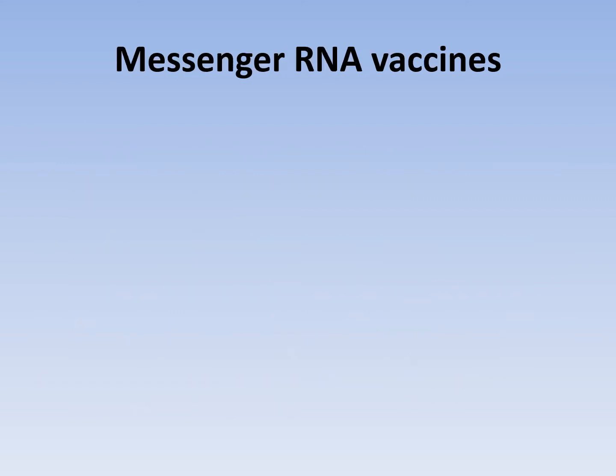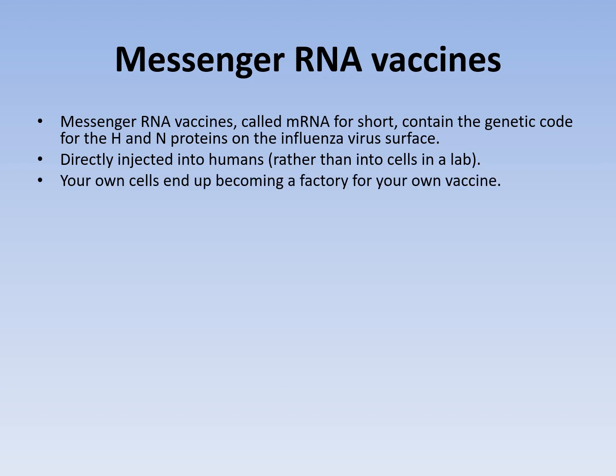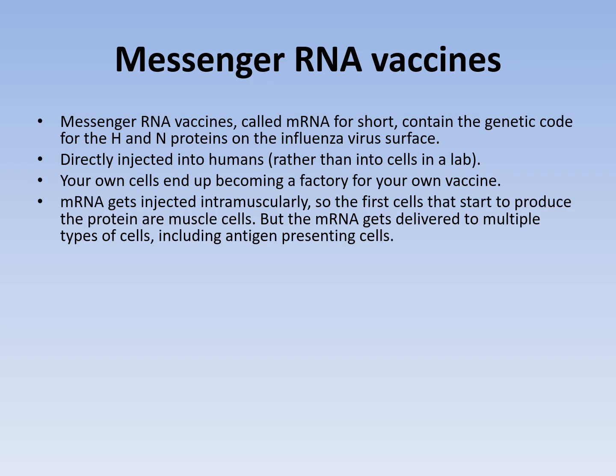In the not so distant future, we will also have mRNA influenza vaccines, much like the COVID vaccines produced by Moderna and Pfizer. So messenger RNA vaccines, or just mRNA vaccines, again contain the genetic code for the hemagglutinin and neuraminidase proteins on the influenza virus surface, and the mRNA is directly injected into humans rather than cells in a lab, and your own cells end up becoming a factory for your own vaccine.